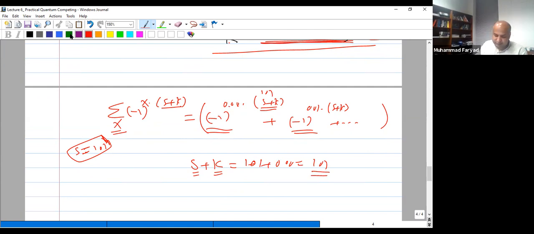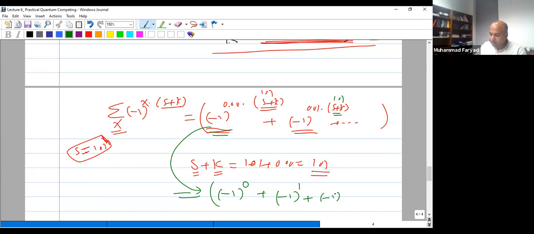And this sum, the first term would be -1 power 0, because 0 into 1, 0 into 0, 0 into 1, so we have to add all zeros. And next time -1 power, so again, this s plus k is still 101. So 0 into 1, 0, 0 into 0, 0, 1 into 1, 1. And now this will be 1. The next term would be something.